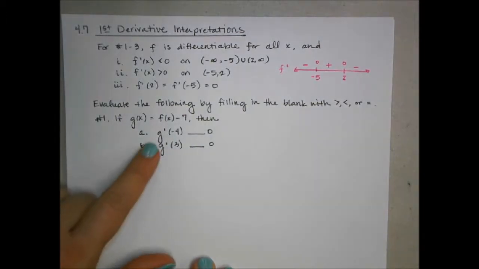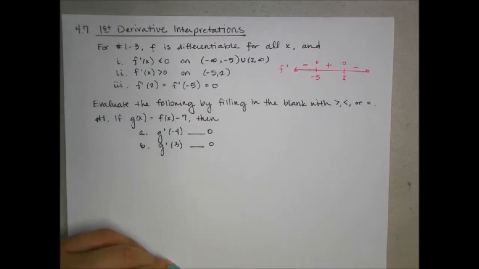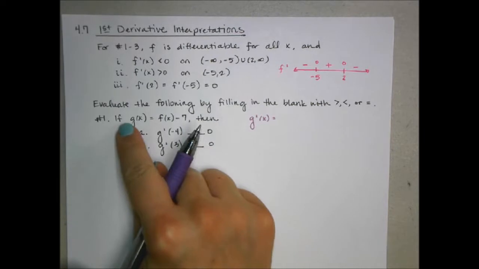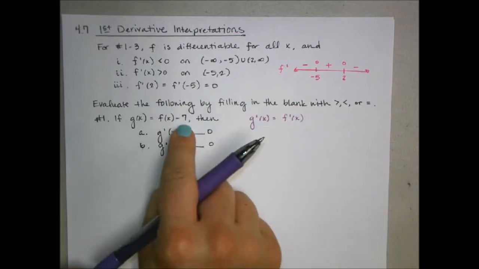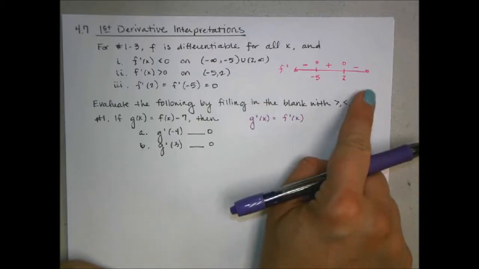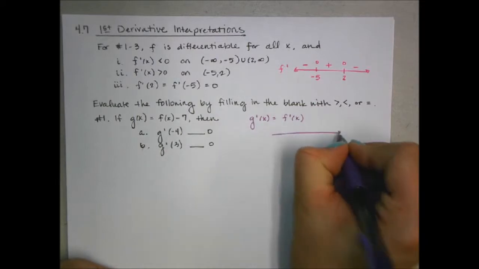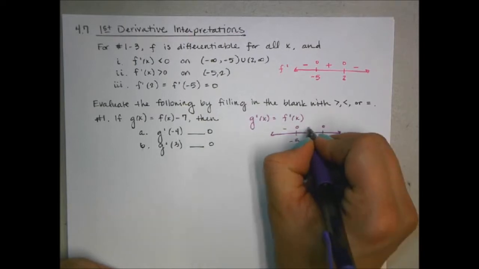So we're being asked about the derivative of g. We're told g is equal to f minus 7. So let's figure out what the derivative of g is equal to. So g prime would be equal to the derivative of the right side. So the derivative of f would be f prime, minus the derivative of 7, which is 0. So the derivative of g is the derivative of f, which means the number line for f prime is the number line for g prime. So they have the same number line here. Negative 5 is a 0, 2 is a 0, and my signs are minus, plus, minus.